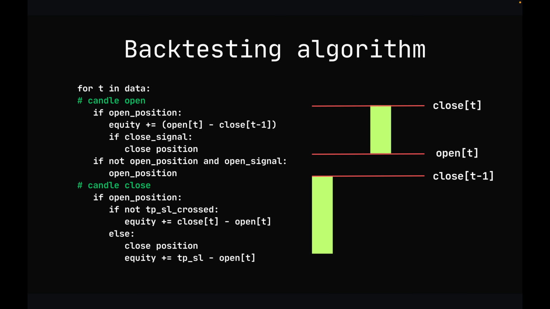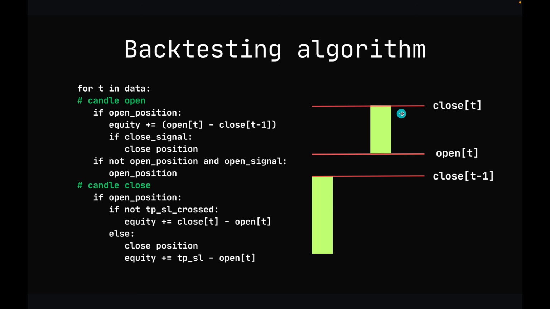The backtesting algorithm looks like this. So as I said, I loop through each candle and I evaluate my positions over 2 moments, which are the open and close of the candle. So first of all, I look if I have any open position. If I do, I increase my equity by the gap return, defined by the current open minus the previous close. Then if I have any close signal, I close the position. After that, I look if I have any open signal and I am not in an open position, and I open a new position. Okay.